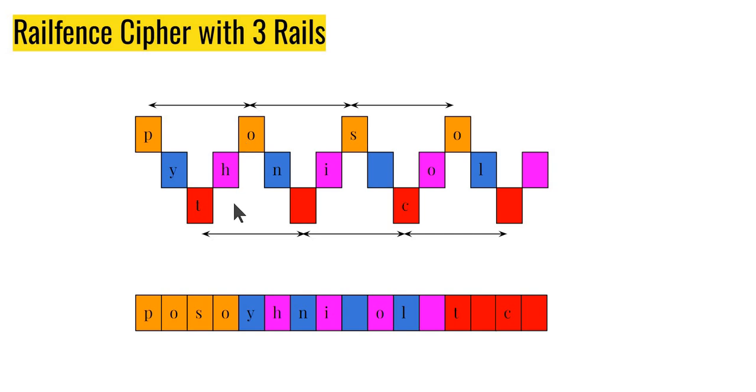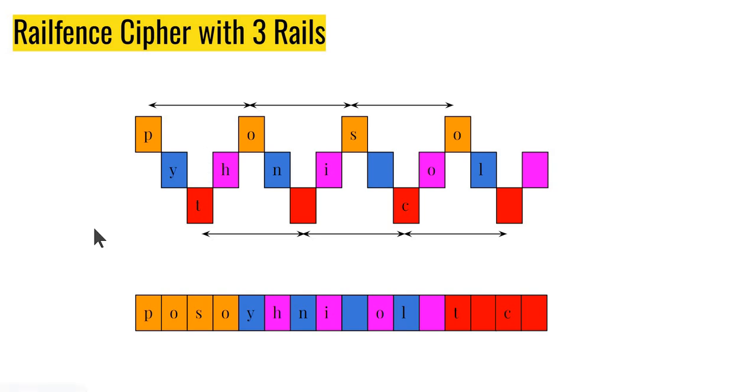So there are 3 rails in this. Now I read them back, first row, second row, third row. Now this is very interesting because notice what has happened is that I've got, for example, POSOYHNI something O, and so on, and then finally T space C space. Now this is really different from what we have done previously, because notice here we are getting letters at a spacing of 4. Here we are getting letters at a spacing of 2.